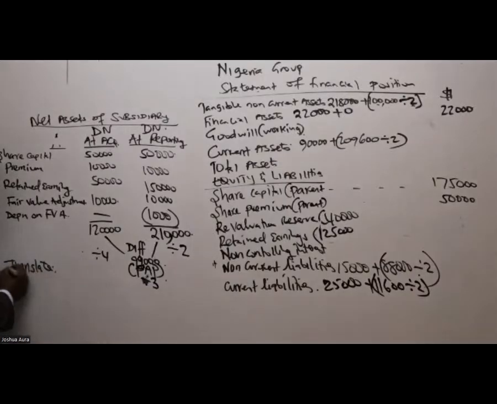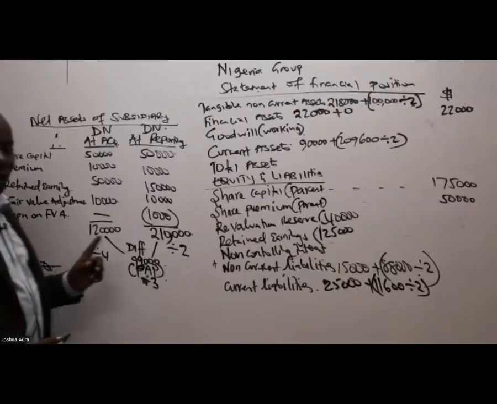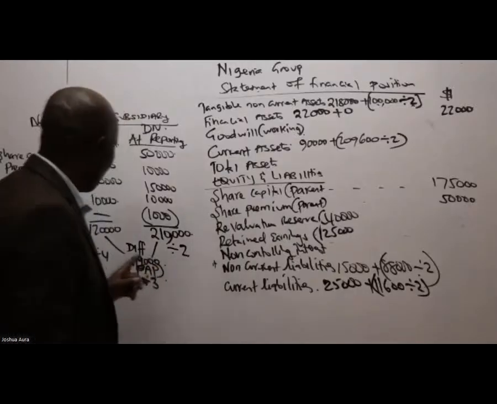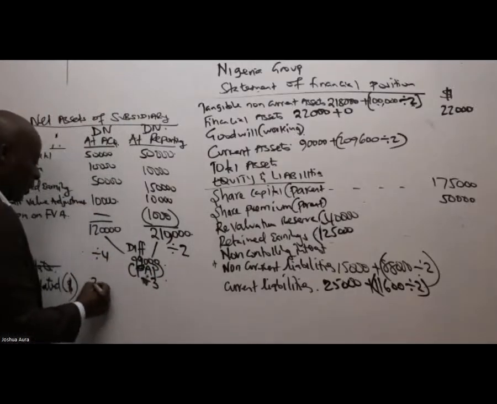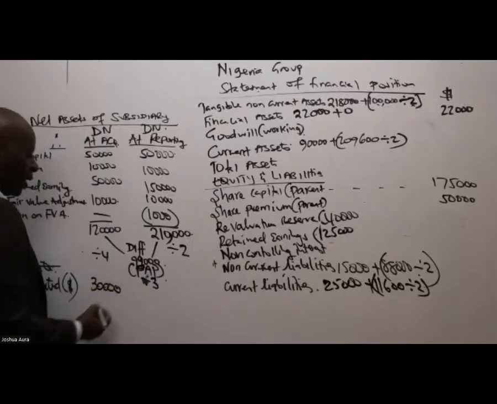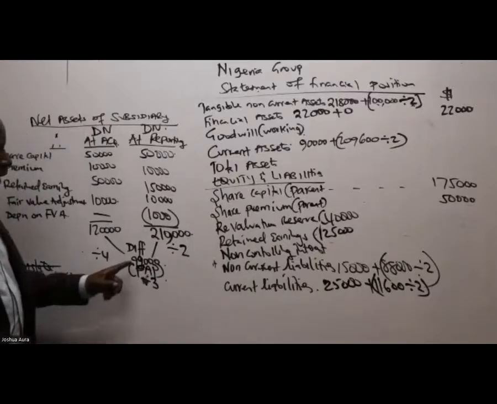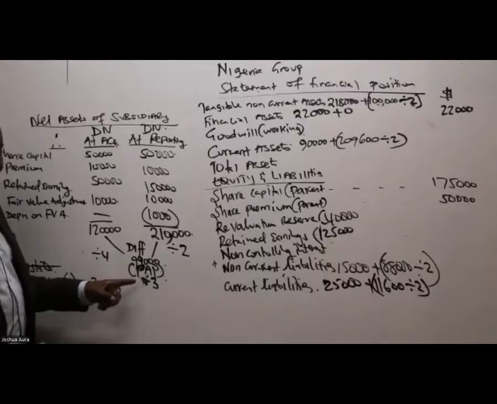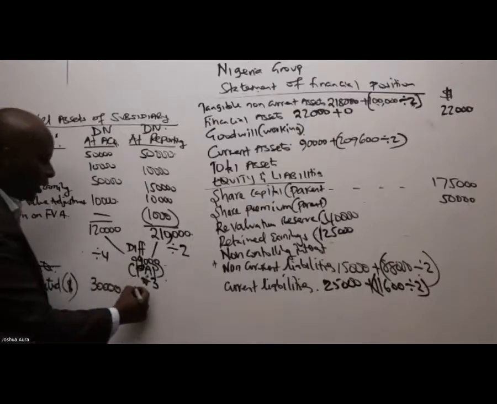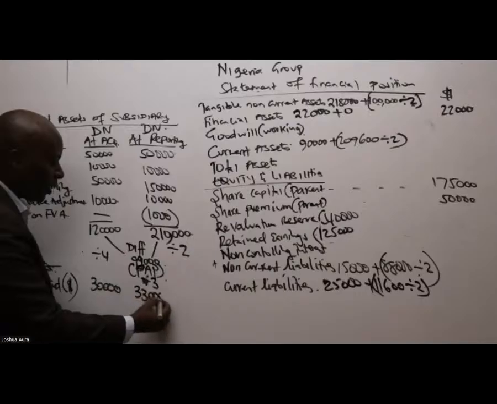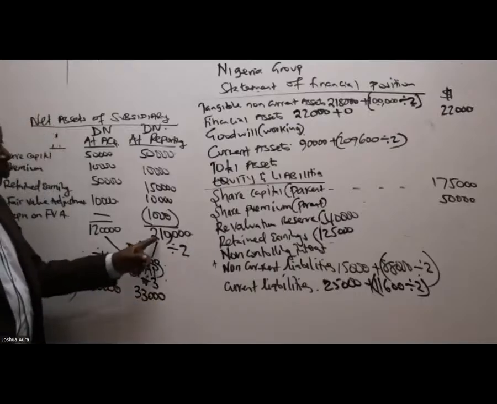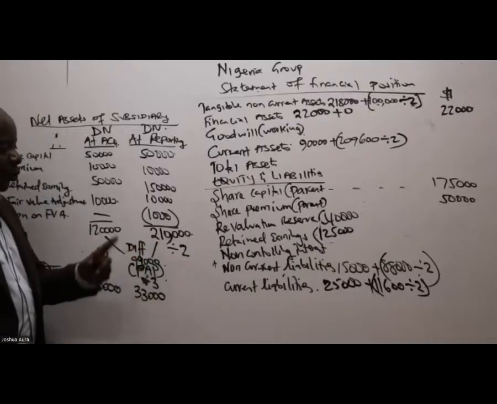Right. So I want to write the translated figures here, translated using different rates. Now I'm talking of dollars. What is 120 divided by 4? Somebody is giving me a figure of 30,000. Thank you very much. And then we have 99,000 divided by 3, which is 33,000. And then we have the last one, which is 219,000 divided by 2.